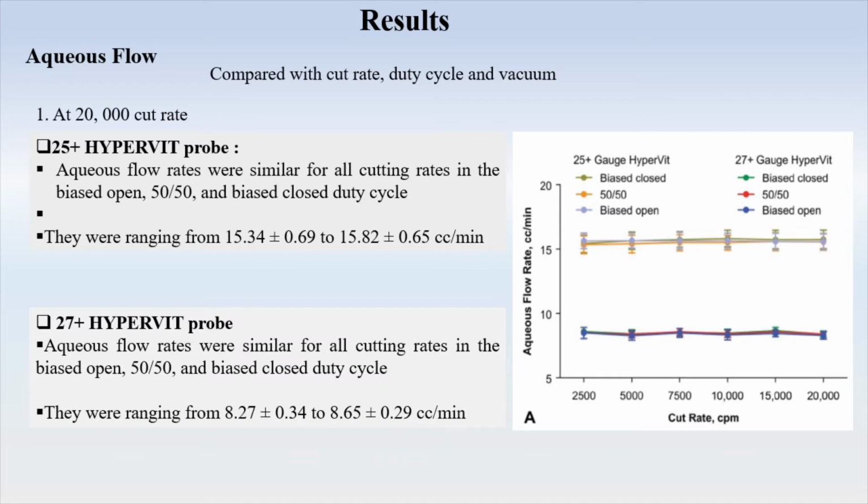Moving on to the result, for aqueous outflow, they have compared it at maximum cut rate, at maximum vacuum, and different duty cycle. At maximum cut rate, they have seen that for both the 25 and 27 gauge system, there is no change with the change in duty cycle, and the flow rate increased with the increase in vacuum.